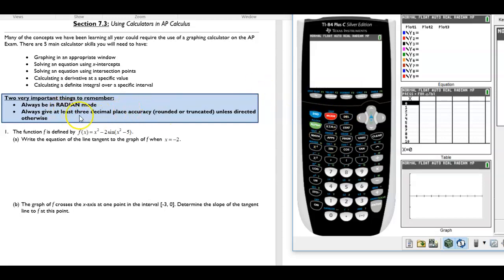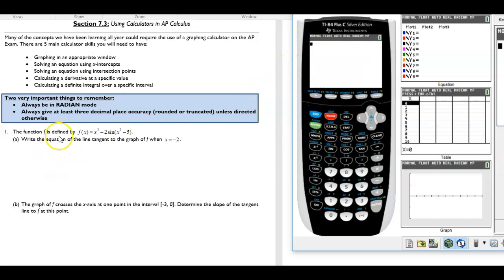The other thing is I always want to give at least 3 decimal place accuracy, either rounded or truncated. That just means cut off, unless it tells me otherwise. You want to make sure, again, on your mode, you might have something about floating decimal places. You don't want to cut it off at 3. You want to be able to see past 3 decimal places. So I have mine on float. The numbers after that are if you always want it to round to 3 decimal places. We're not actually going to use that. We want it to float.